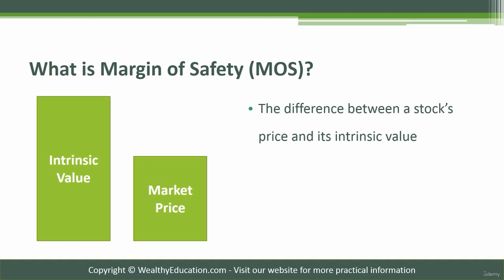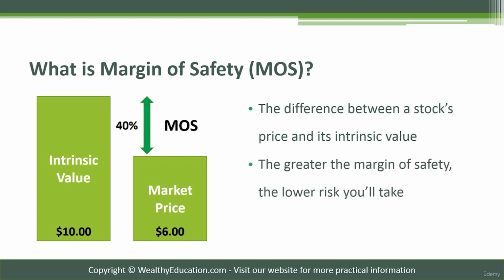For example, the market price of a stock is $6 a share. You find that its intrinsic value is about $10 a share. So in this case, we have a margin of safety of $4, or 40%. In fact, the higher the margin of safety, the lower the risk on your investments.